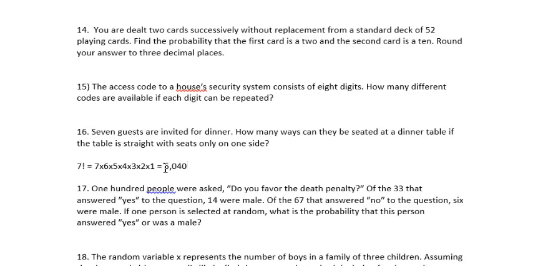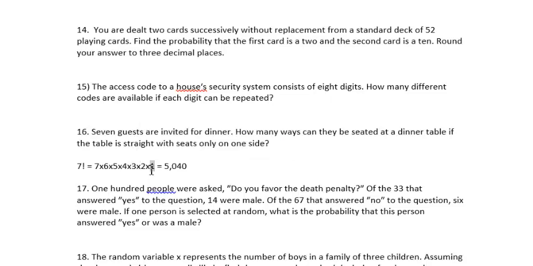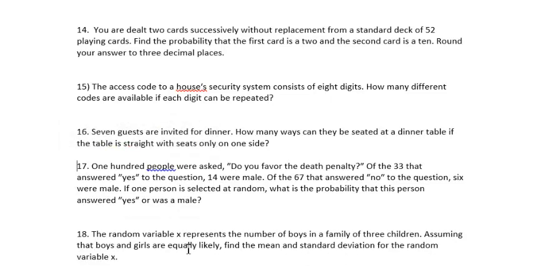Now the logic behind that is, the first seat, any of the 7 can be seated. Now in the second seat, there's only 6 possibilities because one of them is already seated. In the third seat, there's only 5 possibilities because 2 of them are already seated. Then 4, then 3, then 2, and finally when you get to the last person, there's only 1 possibility because there's only 1 person left. So your total number of different combinations is 5,040.